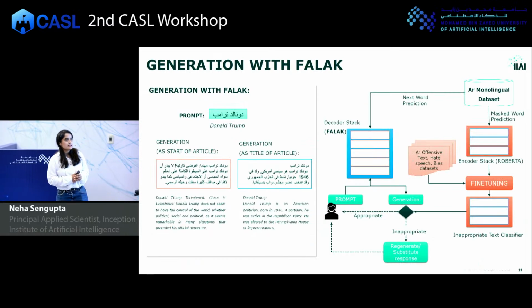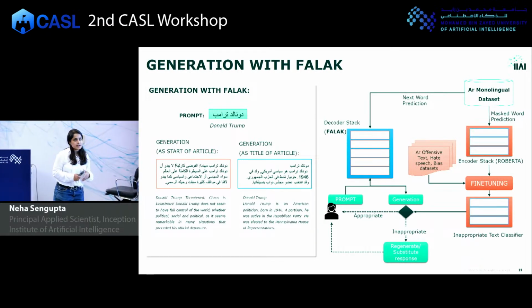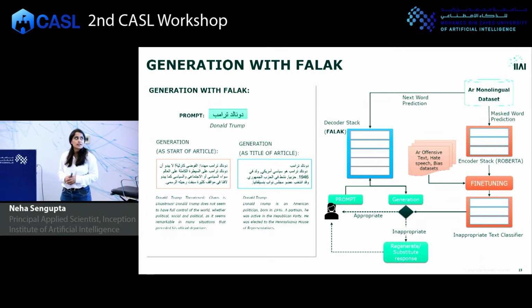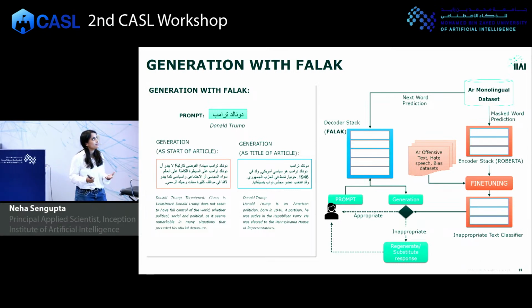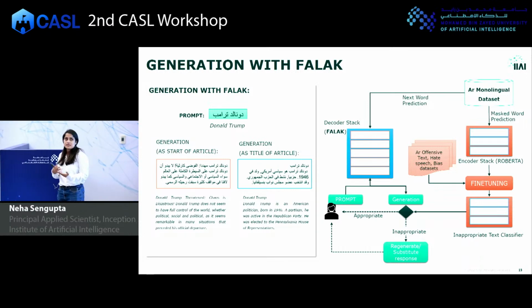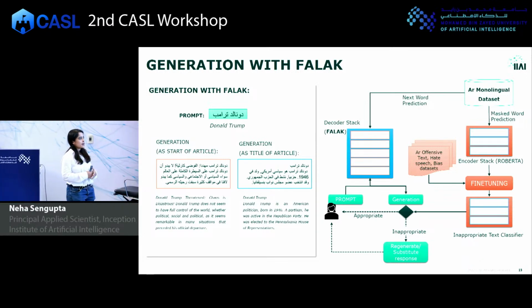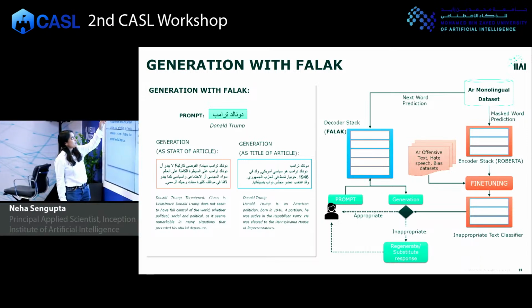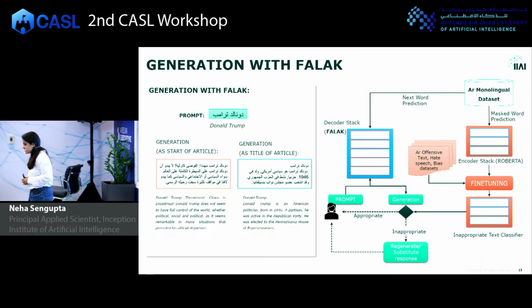Okay, so on the left-hand side, you see a small example of Falak generating text. The prompt is the very commonly used prompt, Donald Trump. And we use it in 2 different settings. As we saw, some articles have a title, some don't. So on the left-hand side is Donald Trump as the prompt when it's not the title of an article. I used machine translation to translate it into English. This is actually what the model generated on the top, and on the bottom is the translation.